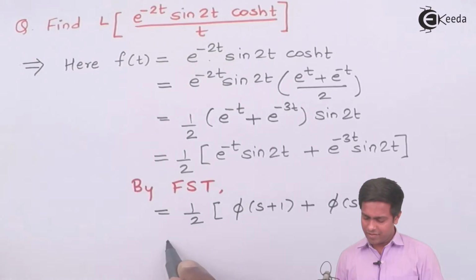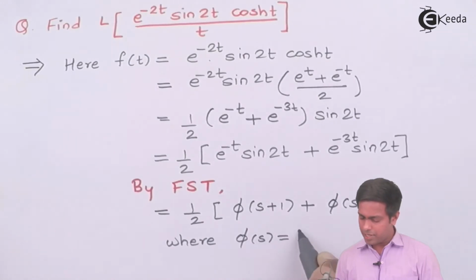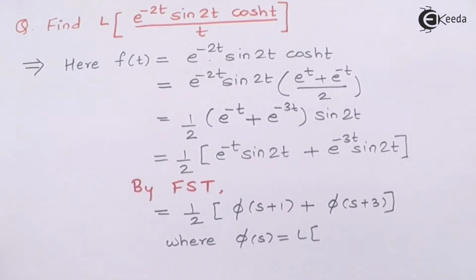And guys, here I'll say where phi of s is Laplace of f of t, and f of t is sine 2t in both the cases. So Laplace of sine 2t is 2 upon s square plus 4. So guys, we are going to use this phi of s to find out phi of s plus 1 and phi of s plus 3.